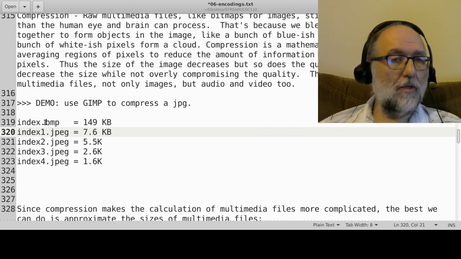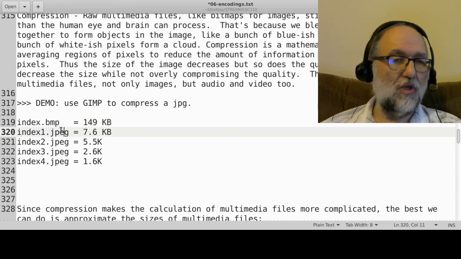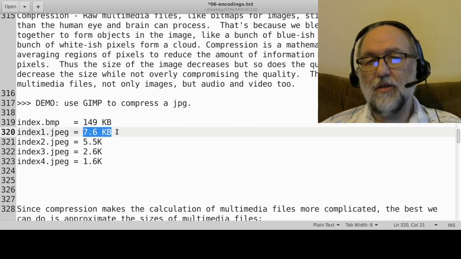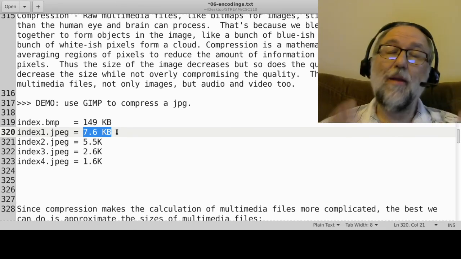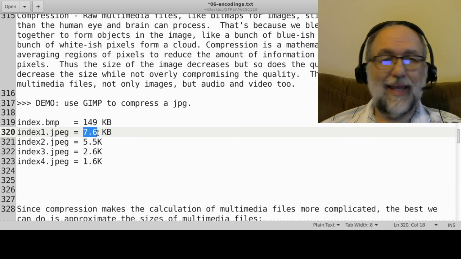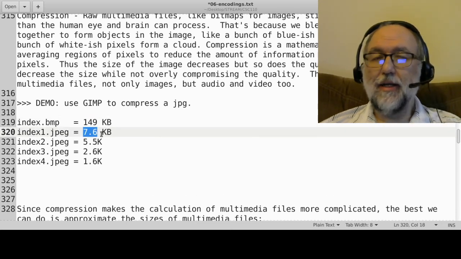Now, bitmaps don't compress, but JPEGs do. So I converted it from a bitmap to a JPEG, which is just another type of image. I compressed it, and I got it down to 7.6 kilobytes, from 149 all the way down to 7.6. If you round it off, that's going from 149 down to about 8. That's a lot of compression.